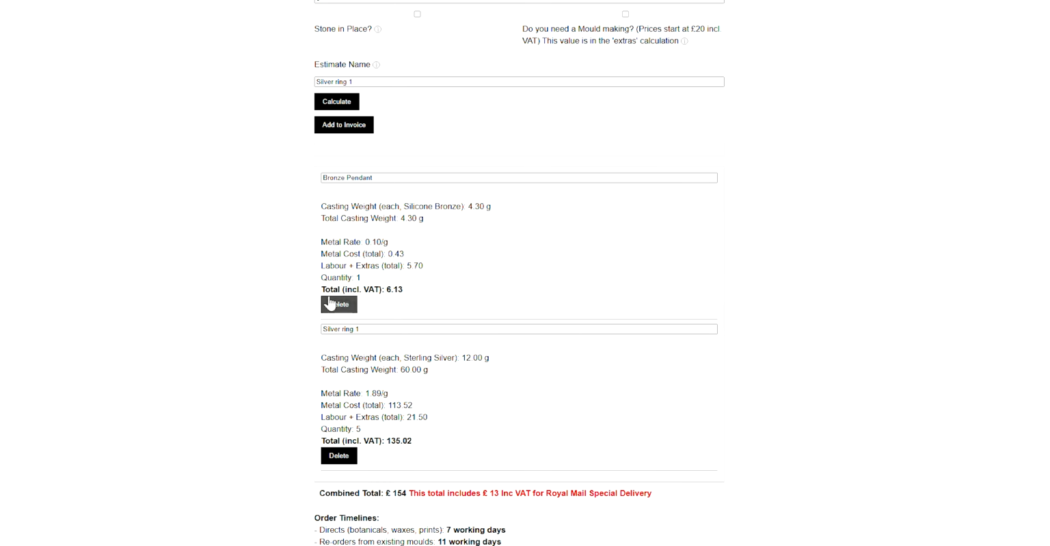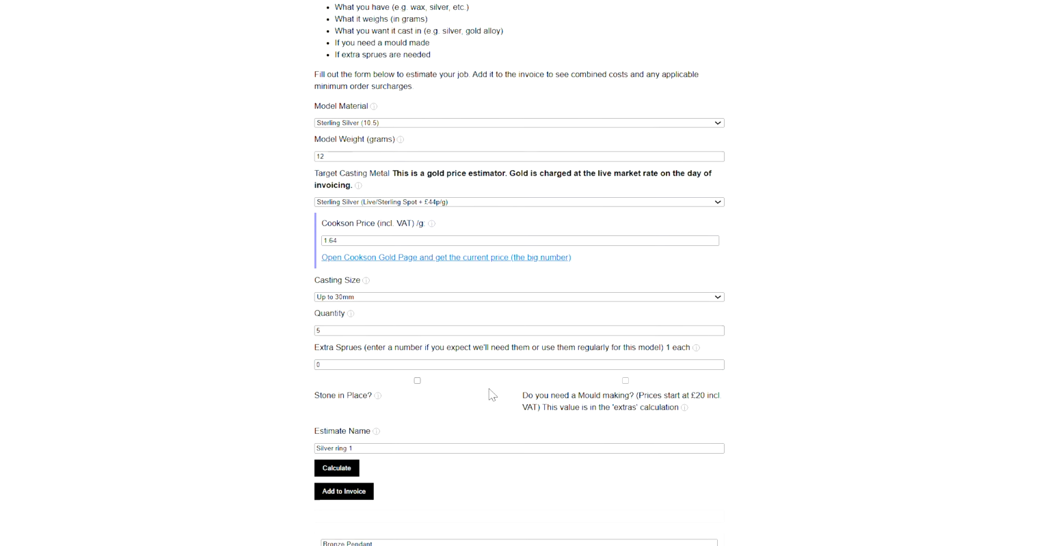Now our minimum charge information's gone away. I can figure out that if I was to send in these 5 silver pieces and this 1 bronze piece, what my total invoice would be, also what my postage cost would be. And then just down at the bottom here there's a little notification about what types of orders take what times. And if you want to print this out, if you want to keep it for your records, you can use print screen, take a screenshot and save that.